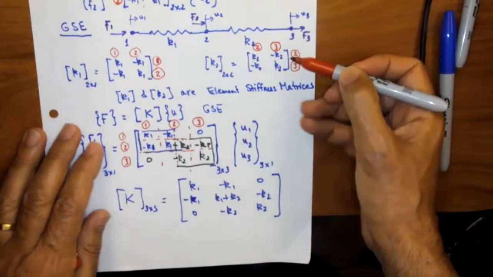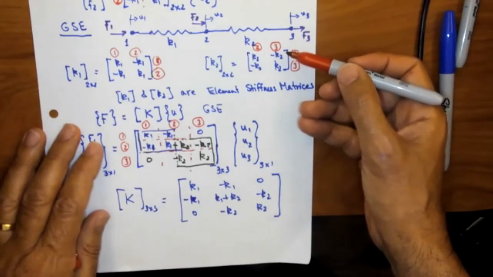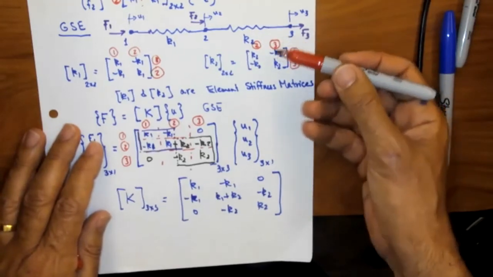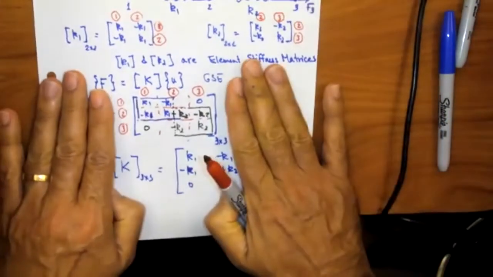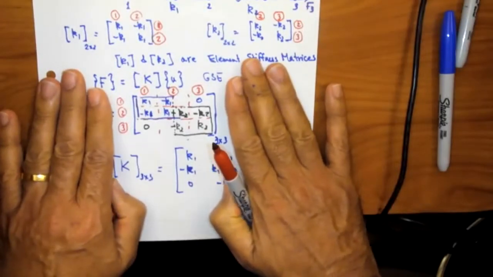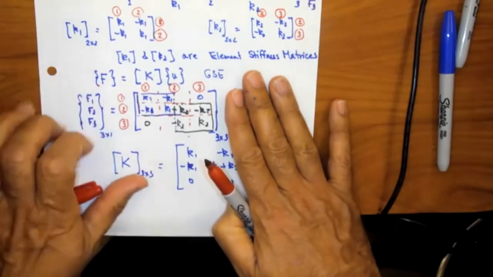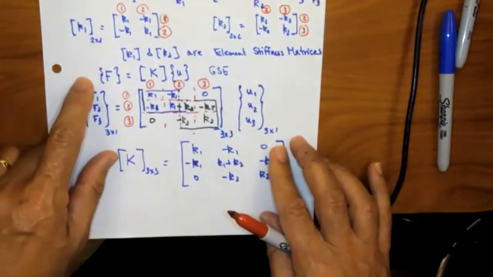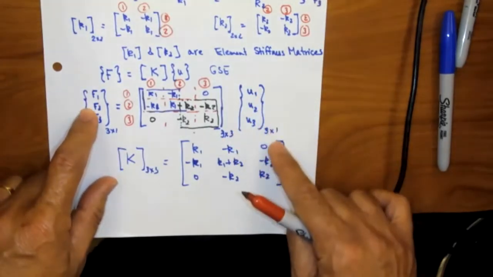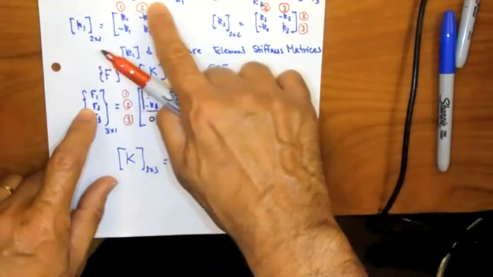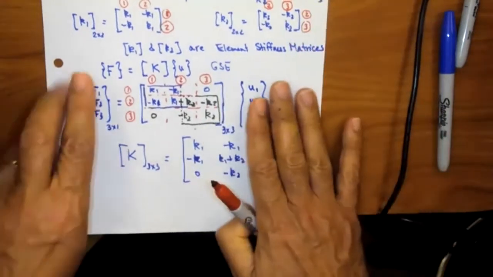Now, I showed you on Tuesday that we are going to use this numbering scheme and the method of superposition to assemble the global stiffness matrix. The global stiffness matrix is here. Basically, I mark my global stiffness matrix. I expect to see a 3 by 3 corresponding to the external forces and the global displacements. So now I have a total of 3 degrees of freedom, so I expect to have a 3 by 3 matrix.